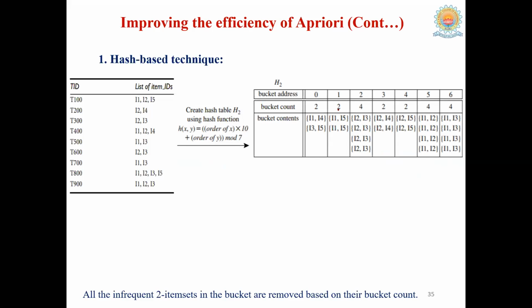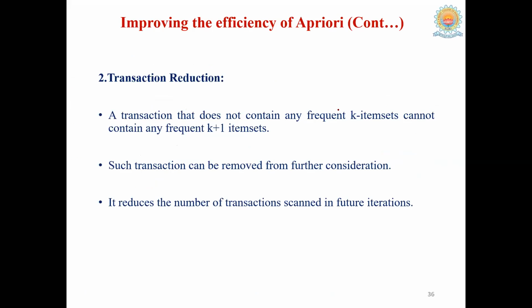Here, while scanning the one item sets at the beginning, all the two item sets are retrieved and hashed into buckets based on the hash function. By observing all the bucket counts, we can retrieve all the frequent two item sets. And coming to transaction reduction, here we remove all the transactions that do not contain a frequent k item set, as they cannot hold a frequent k plus 1 item set.